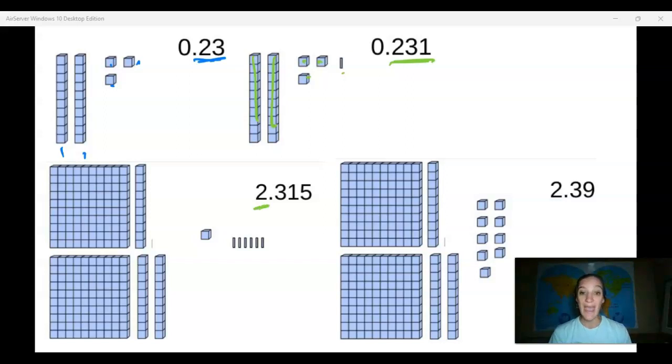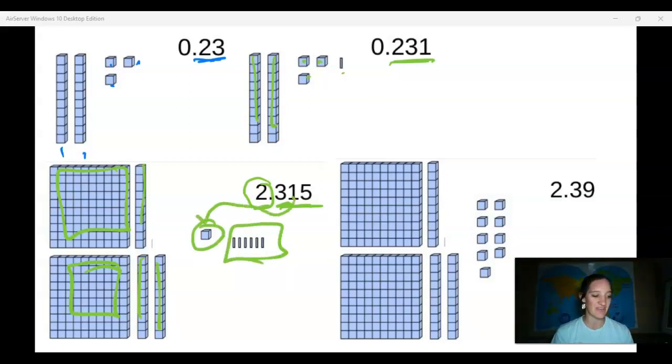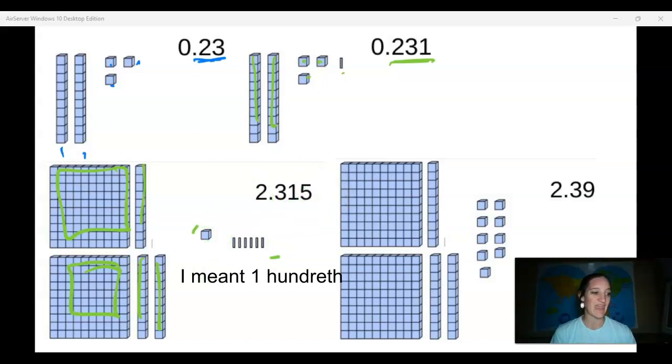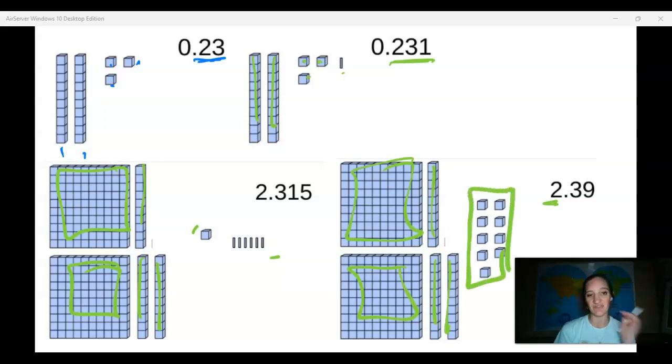You can see here with this 2.315, the 2 means we have two whole numbers there, like $2. Then 3/10, 1/100th, and 5 thousandths. You might be like, well, 5 is bigger than 1, but this is 1/100 and this is only 5 thousandths, so it's much, much smaller. And then right here we have 2 wholes again, and our 3/10, and this time we have 9/100.